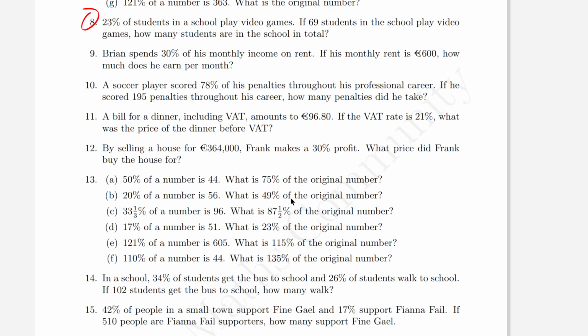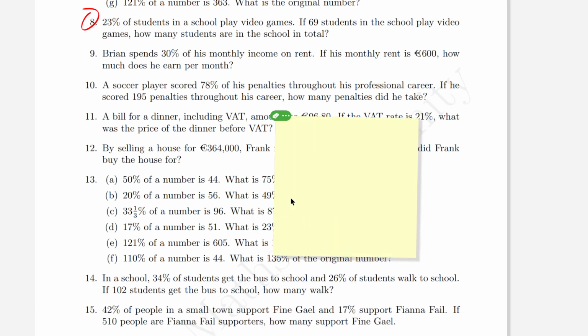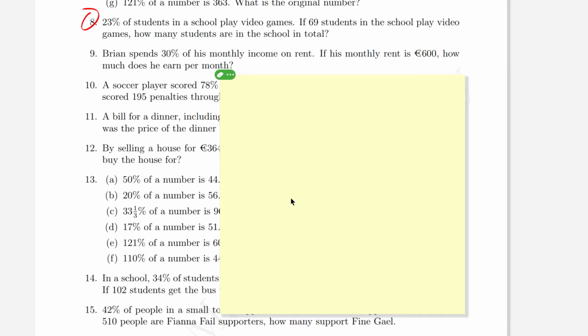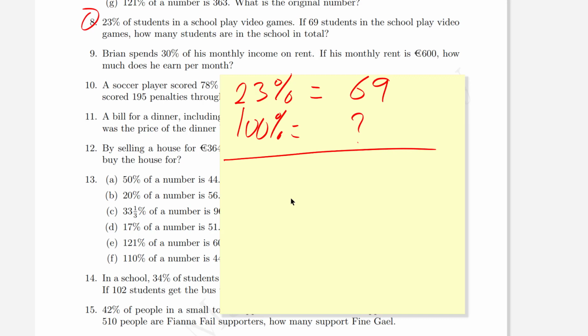All right, what about question 8 here? 23% of students in a school play video games. If 69 students in the school play video games, how many students are in the school? So this is like question 7. Basically what we're told here is that 23% of the school is 69 students. So we need to figure out what 100% is, how many students. That's what we're trying to figure out.